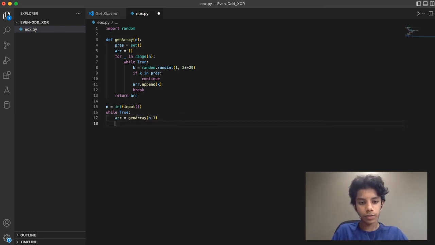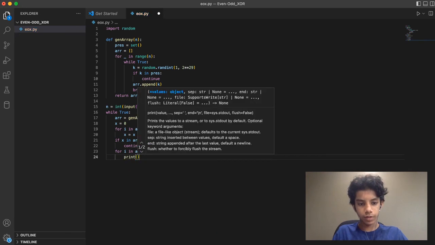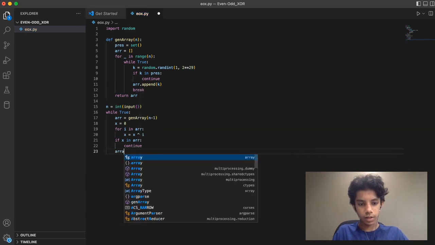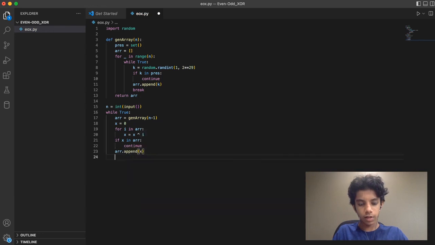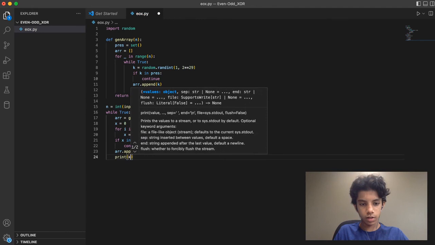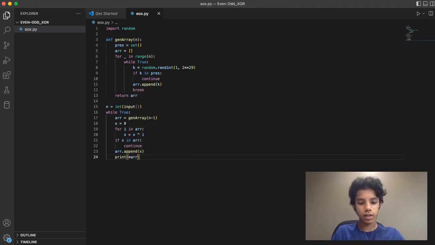And I'm going to say x is equal to 0, for i in r, x equals x xor i. If x in r, continue. Otherwise, r.append(x), print star r. Right, that's it, and break.